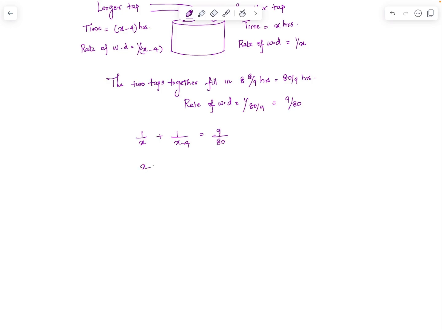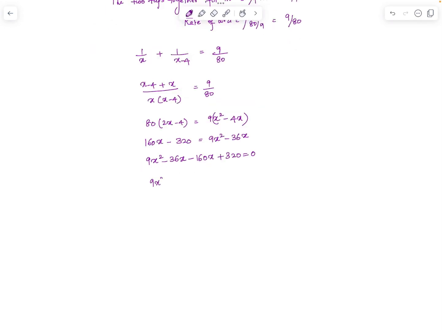Taking LCM, (x minus 4 plus x) upon x times (x minus 4) is 9 upon 80. After expanding and simplifying, we get 9x square minus 196x plus 320 is equal to 0. So this is the equation representing the given situation. We have to solve this equation to get the time taken by the individual taps.